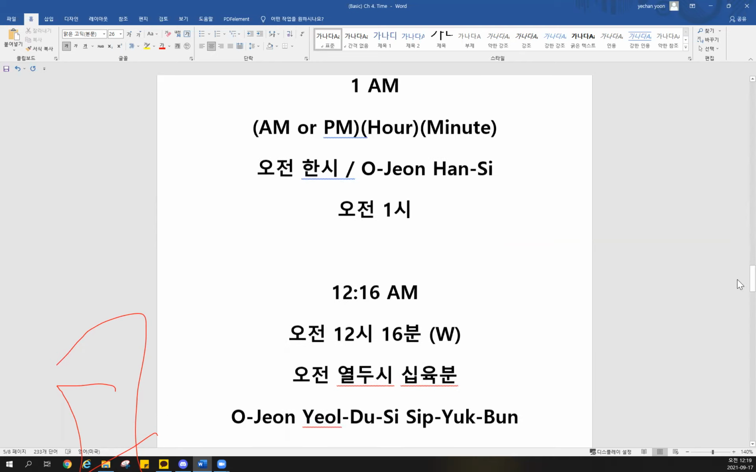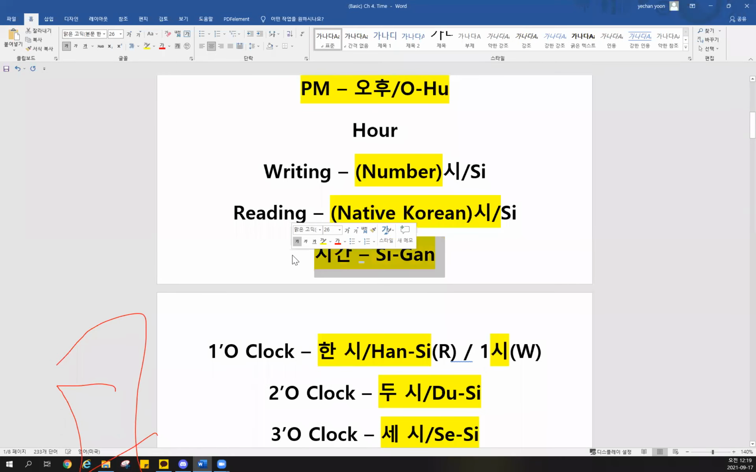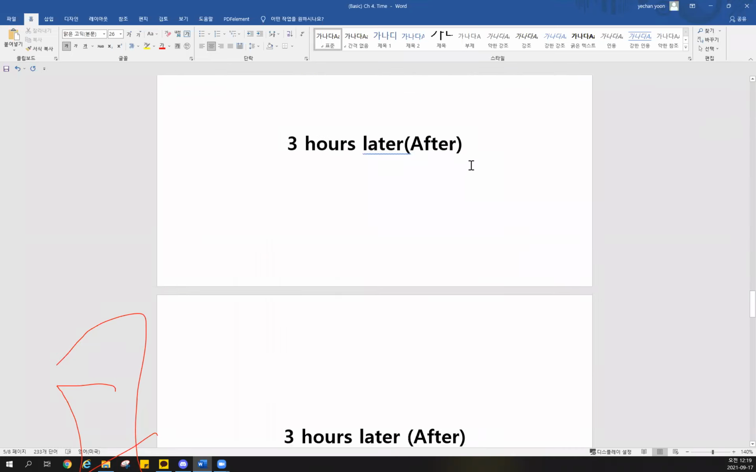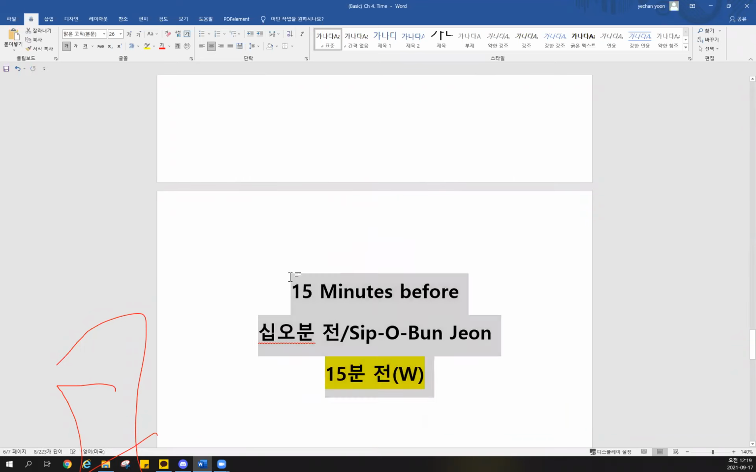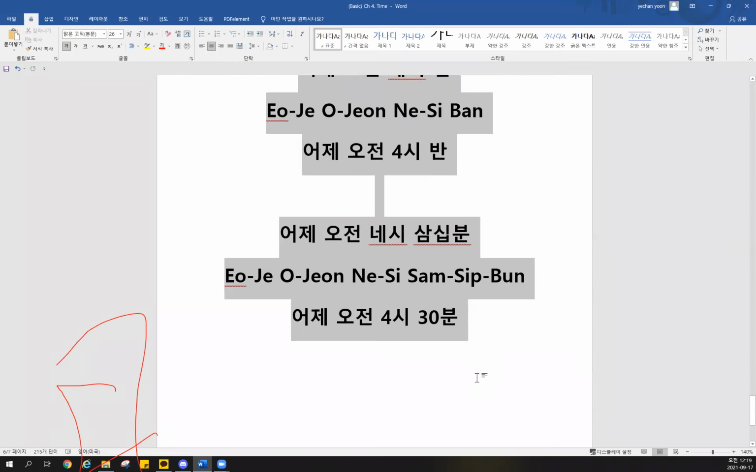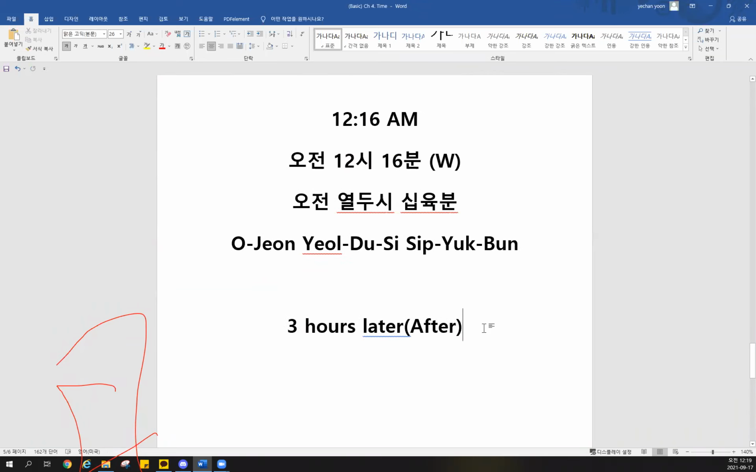Okay, as I mentioned before, "hour" can also be used with 시간. When it's only used with the hour, you can say it like this. How can you say this one? Oops. I already gave it a name. Oh my goodness. I'm going to delete this one. Ta-da. All right. So how can you say "3 hours later", "3 hours after"?